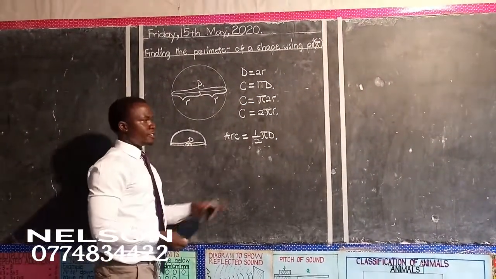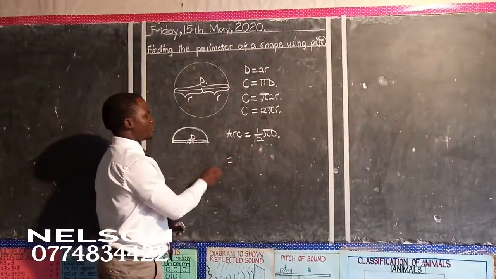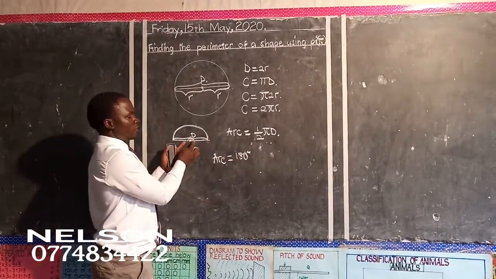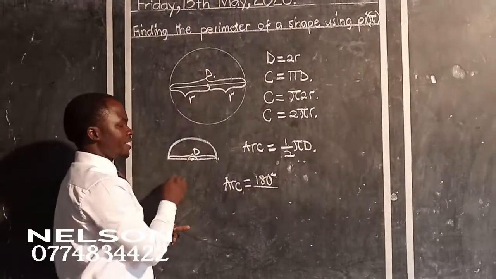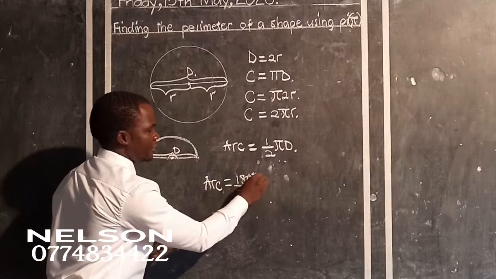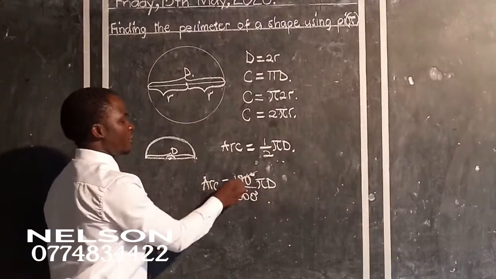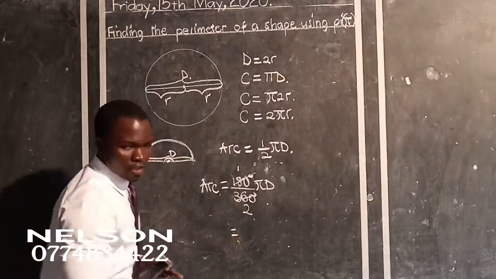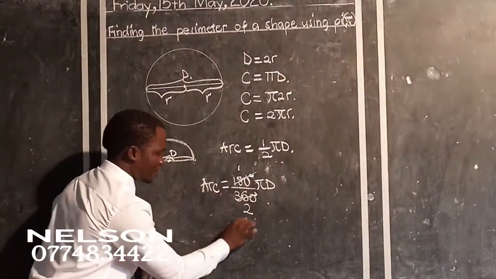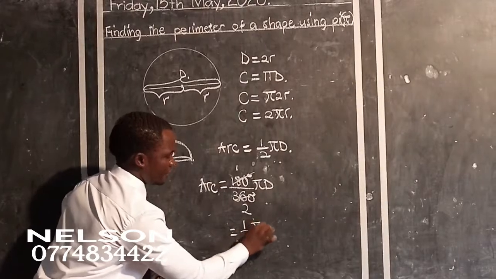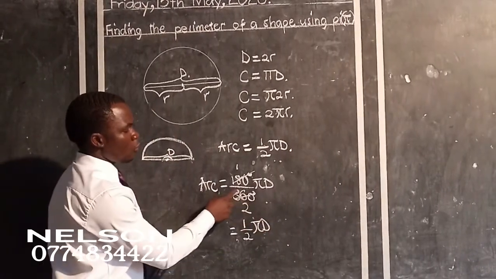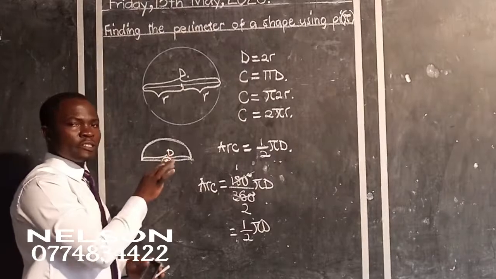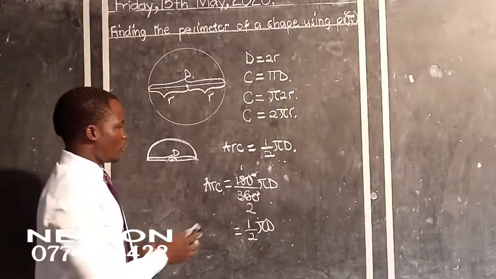So how does this half come? This half comes in this way. So we say arc equals 180 out of 360 degrees, which is a full circle, times pi d. So when you divide this by 180, once by 180, we shall have the formula for arc as a half pi d. And this is how we get this half. It is not a half because it is a half of a circle. No. So, allow me to continue.